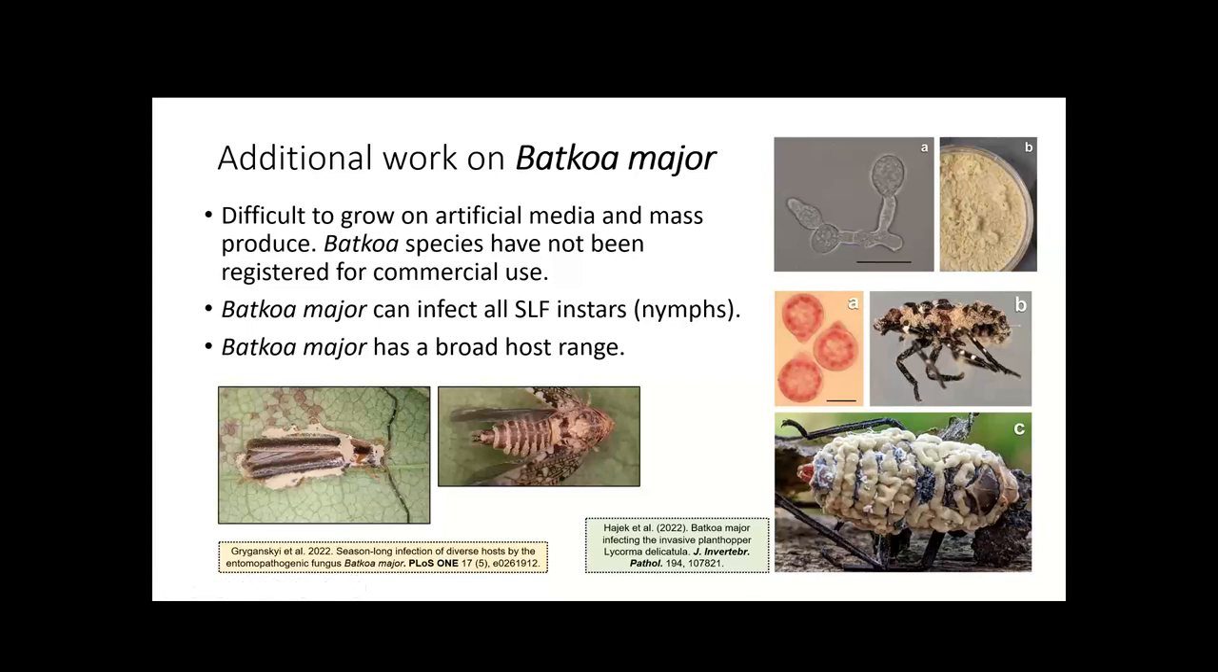But the other cool thing is that we have been able to set up bioassays in the lab to shower, or spray, these lanternflies with this Batkoa fungus. And we do know now that it can infect all the mobile life stages. So we have successfully infected and seen Batkoa grow out of the early instars, the red fourth instar nymphs, and of course the adults. So that's exciting to know that it's not just the adults getting infected.